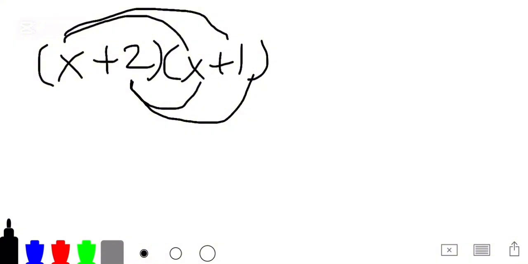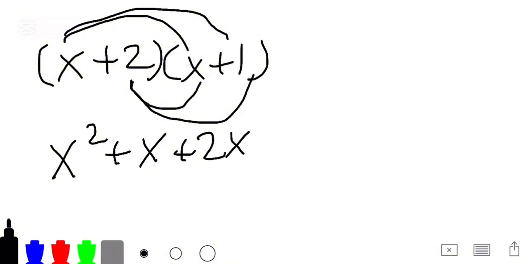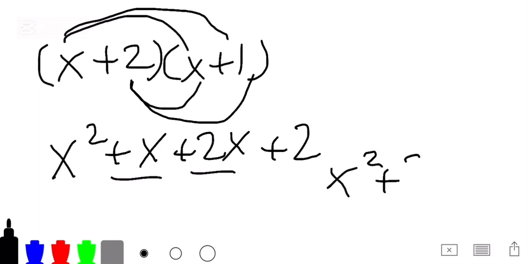So what we have right now is x times x, which is x squared, x times positive 1, which is positive x, plus 2 times x, which is 2x, and plus 2 times 1, which is 2. And we have to add up like terms. So we add up these, and this equals x squared plus 3x plus 2. And this is our final answer.